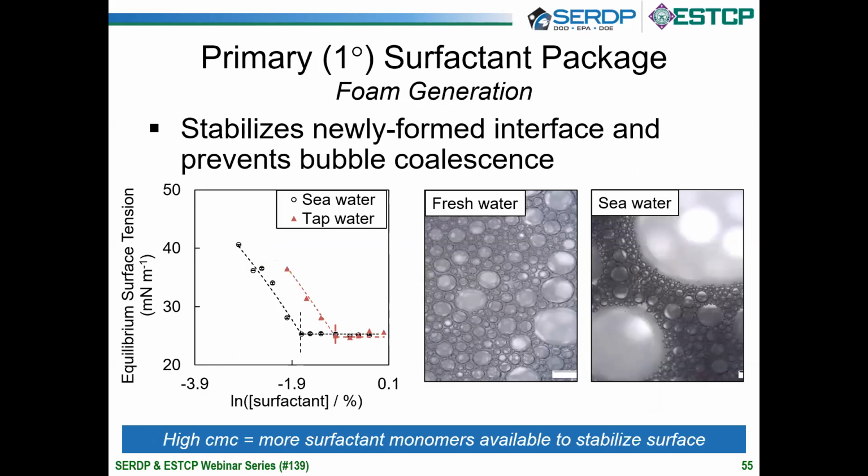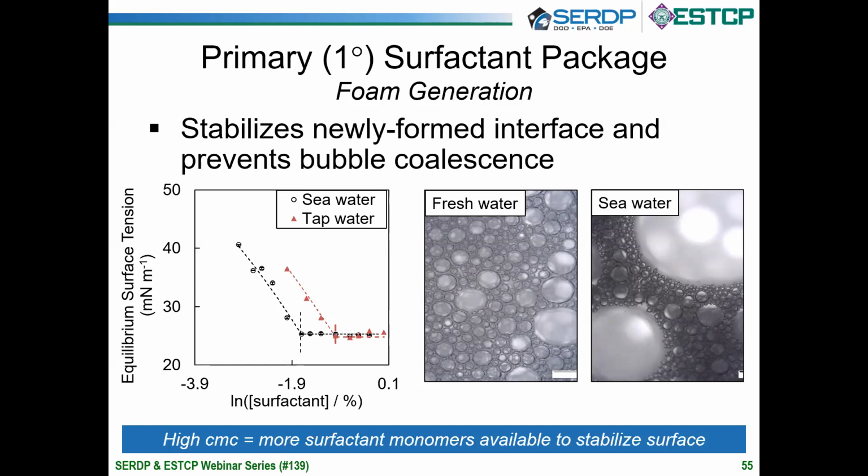Why do we need to stabilize that interface? On the left-hand side, you can see a graph of surface tension against concentration for a surfactant package. The black line is in seawater, the red line is in freshwater, and you can see that the equilibrium surface tension is about the same. The gradient of the line on the left is about the same, but the CMC is very different. There's probably about an order of magnitude difference.